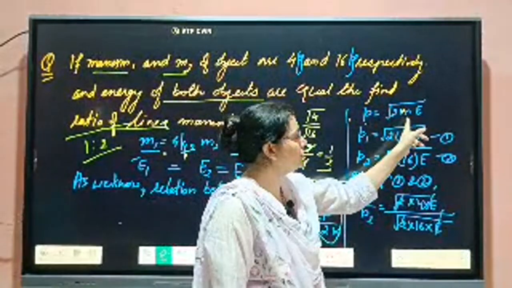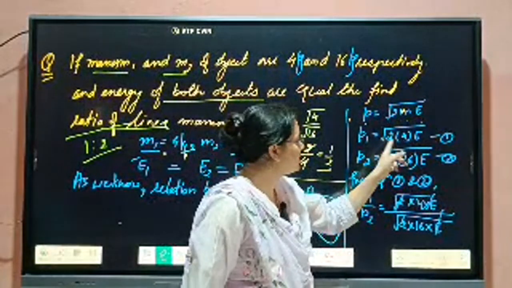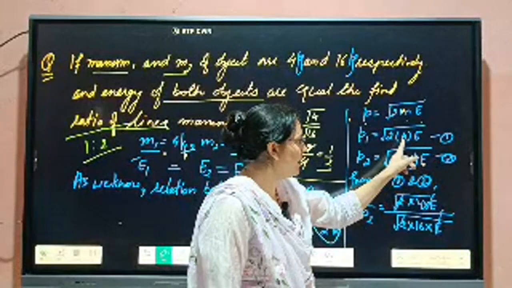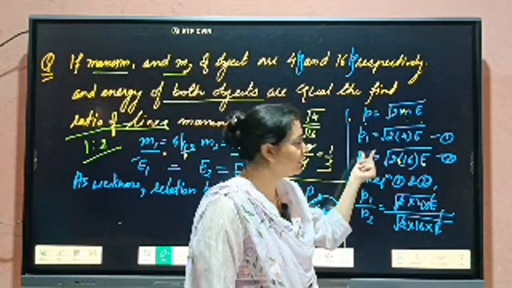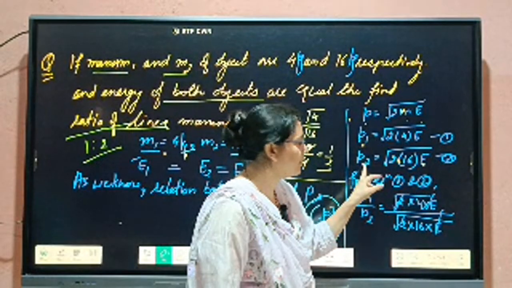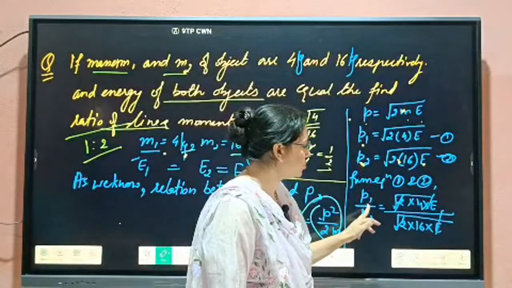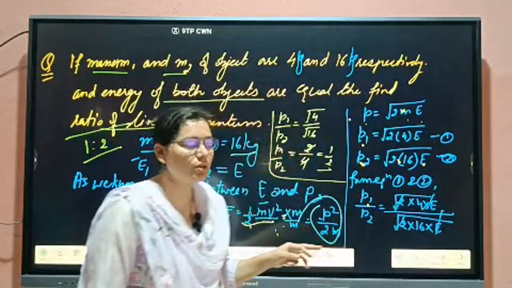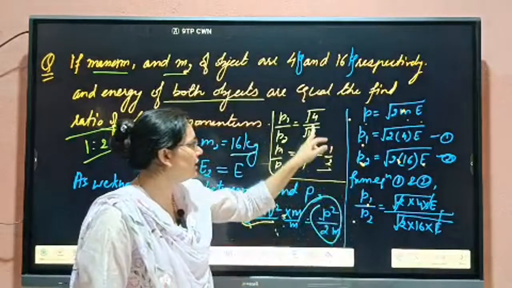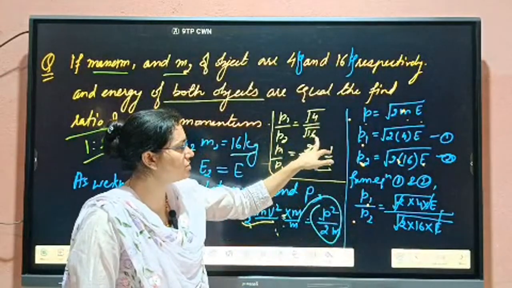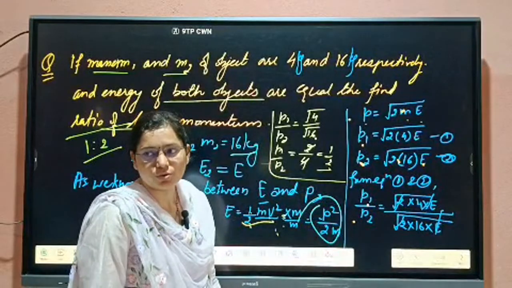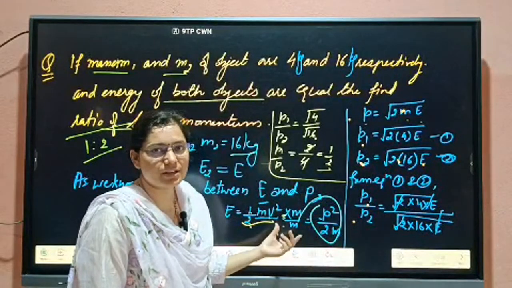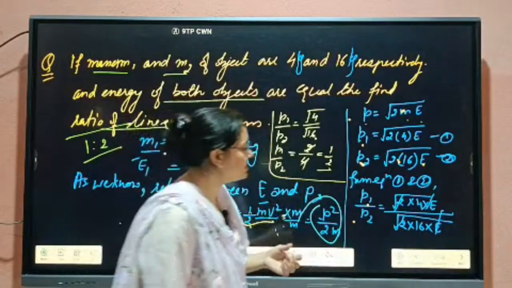So P equals under root 2mE. The same energy is given, so we will keep E only, and the masses are given, so we put the value of mass for both objects respectively, giving the linear momentum P1 and P2. Then for the ratio, we divide one equation by the other. After the division it becomes under root 4 by under root 16, which simplifies to 1 by under root 2. Okay, so I hope you understood how we can solve this momentum relation when the kinetic energy is given.